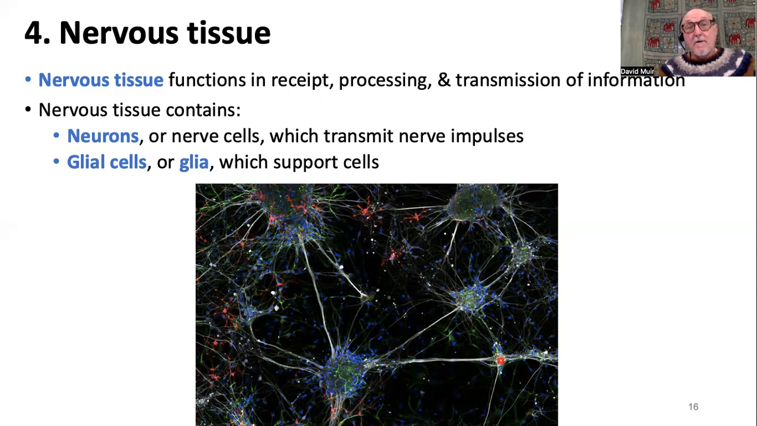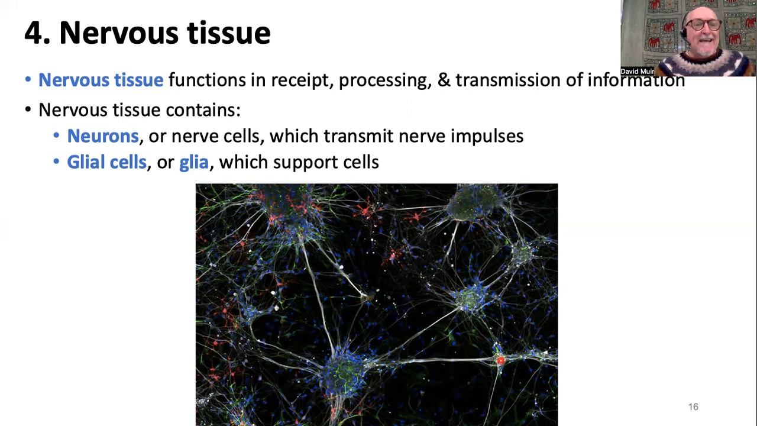So the nervous tissue, when we look at something like the brain or the spinal cord, we see a mixture of cell types, many different kinds of neuron, which are processing and transmitting the nerve impulses, but then many supporting cells.